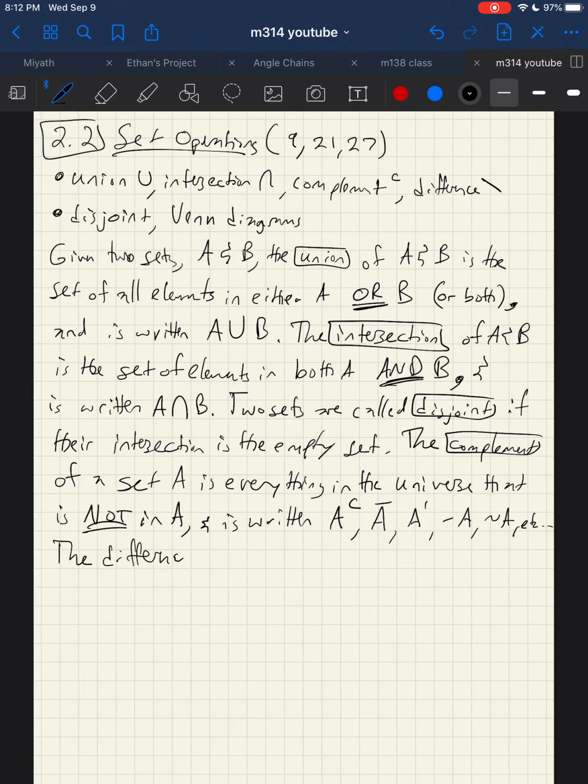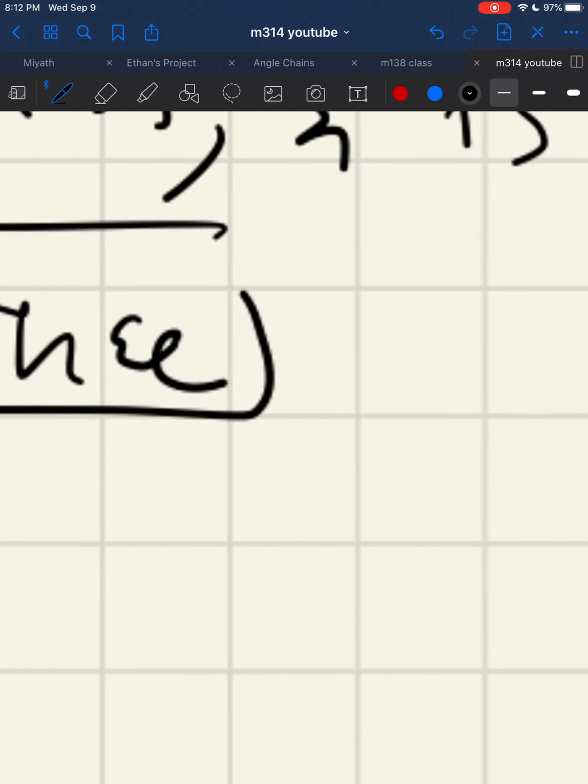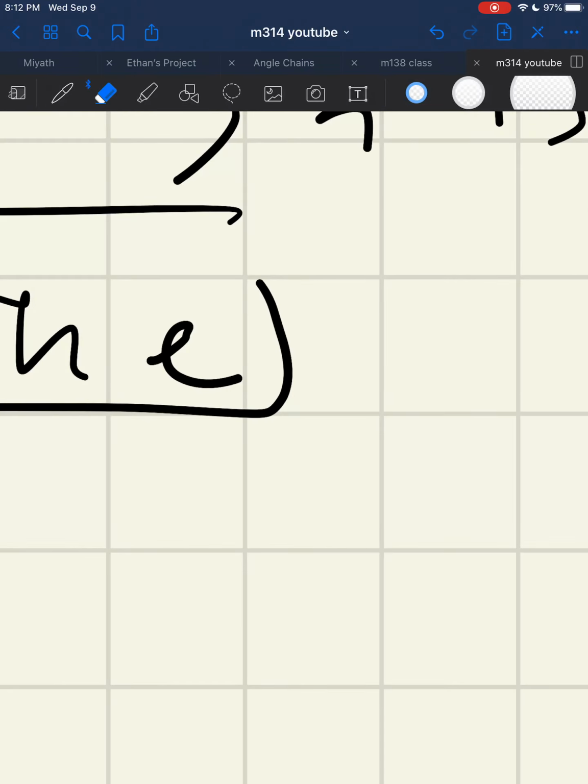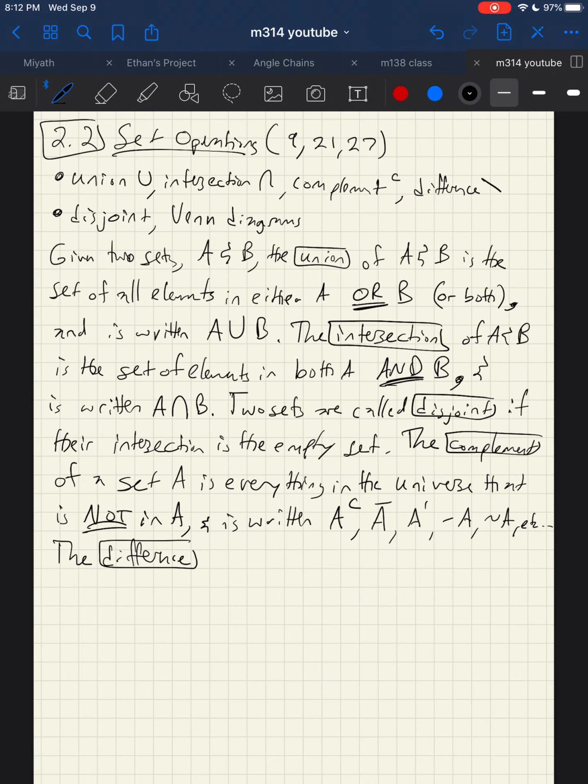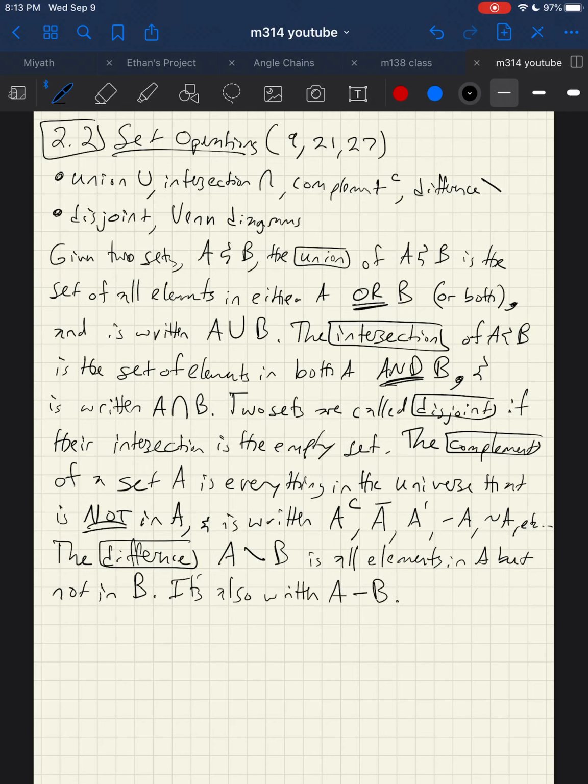The difference, and this should be a C, A set minus B is all elements in A but not in B. It's also written A just minus B, but I have qualms with that notation because we use A minus B to denote something else that's very specific. But that's how the book does it, so if you write it that way, it's fine.